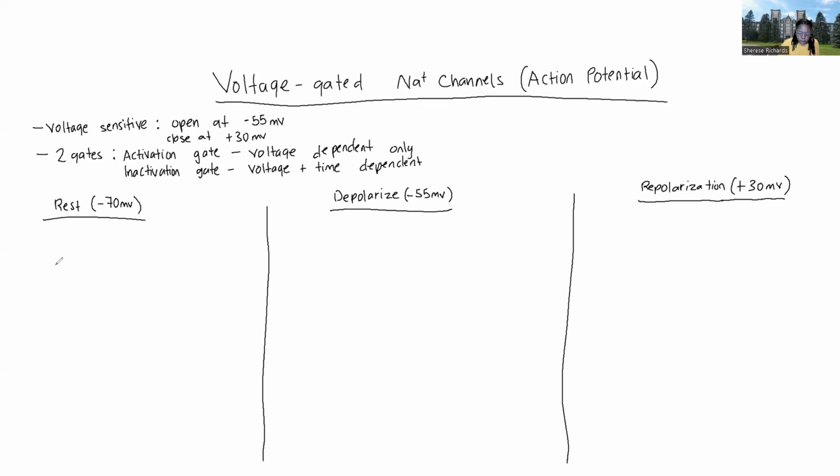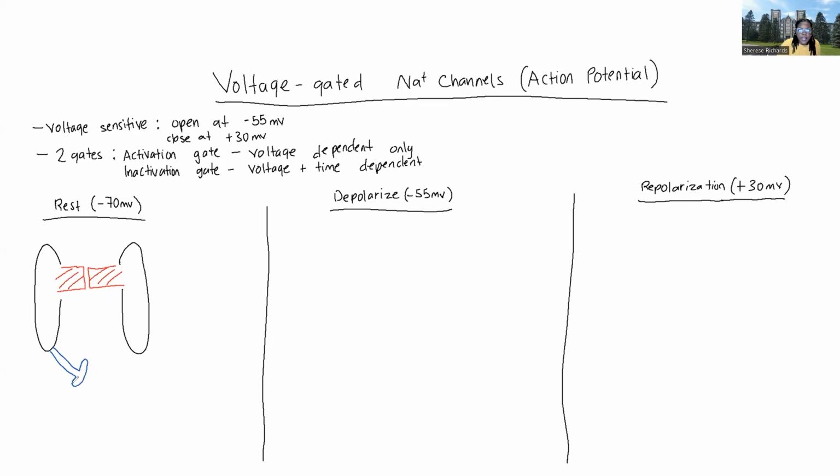Okay, so let's look at the channel itself and both of the gates. So here's our channel. We said it has two gates on it. Let's draw the activation gate first. In this instance, it's closed. So let's draw that. And then let's add in our inactivation gate, which is open in this instance. So here's what our inactivation gate looks like. As you can see, it's open.